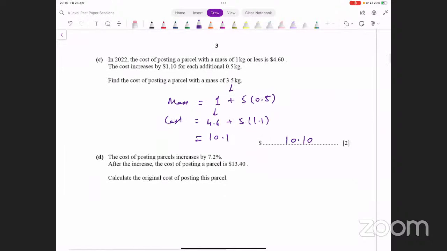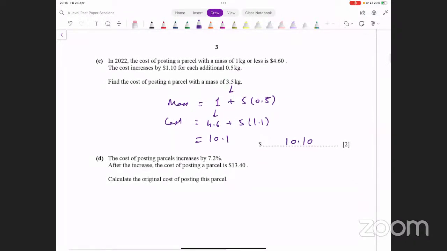Part D of this, it says the cost of posting parcels increases by 7.2%. After the increase, the cost of posting a parcel is $13.4. Calculate the original cost of posting this parcel.